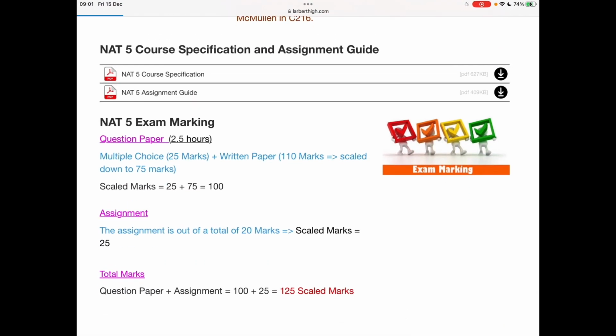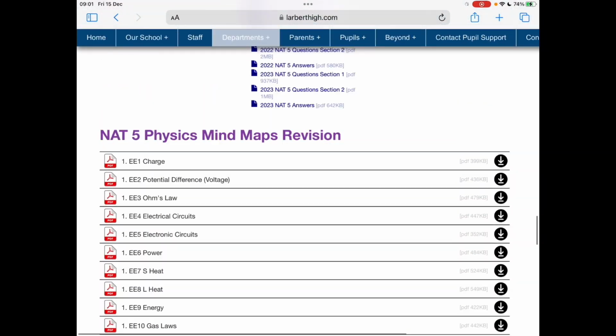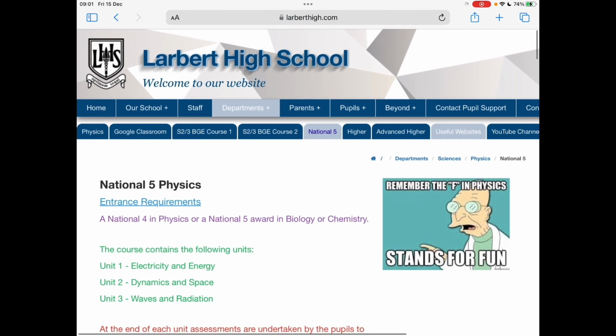You've got the National 5 course specification assignment guide, if you so choose to have a look at them. And finally, how the exam paper and assignment is worked and how the marks get scaled up. So that's everything that is on the website for National 5 Physics. Any questions about that, go and ask your class teacher and they'll be able to help you look at what is actually available and what is best for you in your studying.